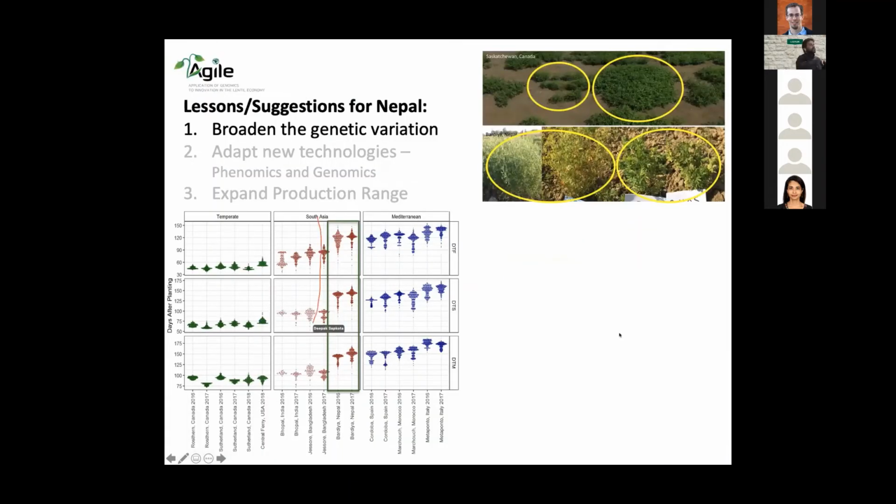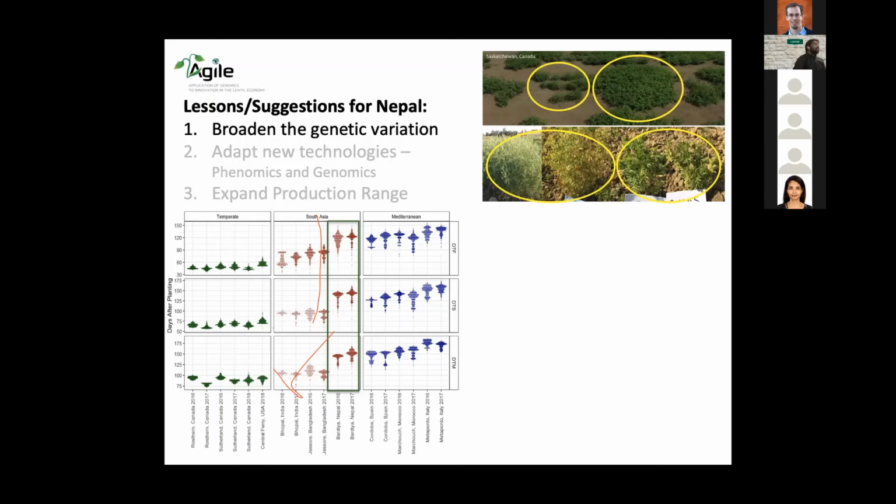So far I have mentioned what we are doing here and our experiences here. Now here come our suggestions, or lessons that might be useful to the Nepalese breeding program. Of course, the first and foremost suggestion would be broadening the genetic variation within the breeding program. To my knowledge, the Nepal breeding program still relies on South Asian materials or materials from ICARDA, but there are options to include materials from other parts of the world as well.